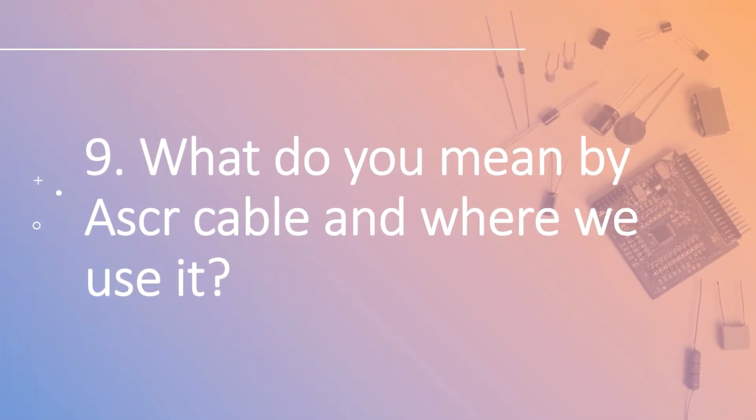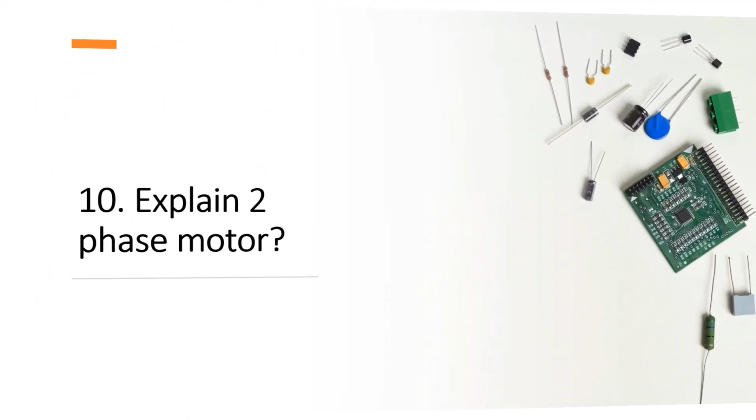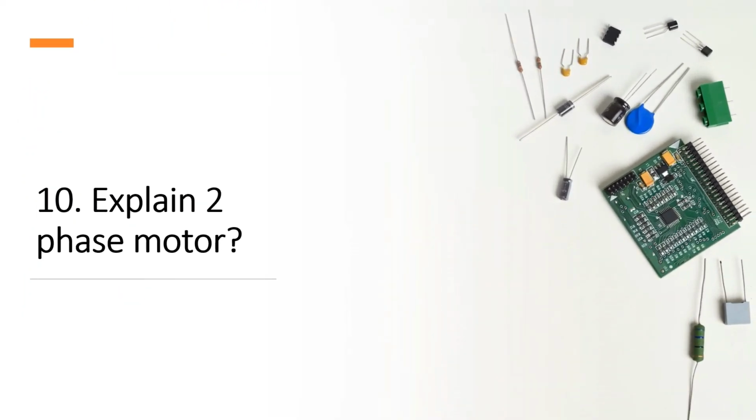What do you mean by ACSR cable and where do we use it? ACSR means aluminium conductor steel reinforced. This conductor is used in transmission and distribution. Explain the two-phase motor. A two-phase motor is a motor in which the starting winding and the running winding have a phase split. For example, the AC servo motor, where the auxiliary winding and the main winding have a phase split of 90 degrees.